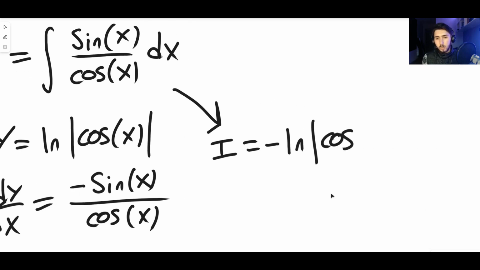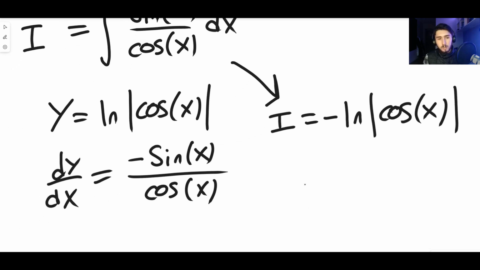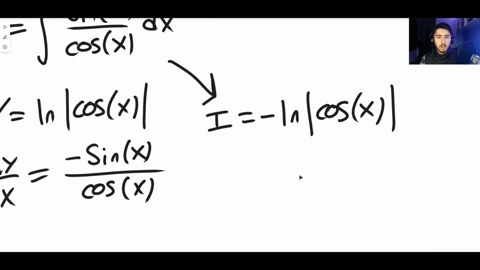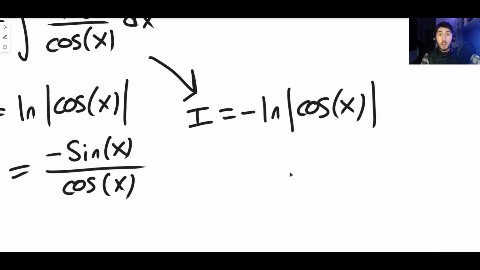Okay, so why is that? Elaborate. Well, if we were to differentiate the negative natural log of cos x, we would get minus this, because this is just the derivative of natural log cos. We're just timesing this by minus 1. Minus sine x over cos x is just sine x over cos x, which is tan x. So if we differentiate that, it does indeed give us tan x. Amazing.